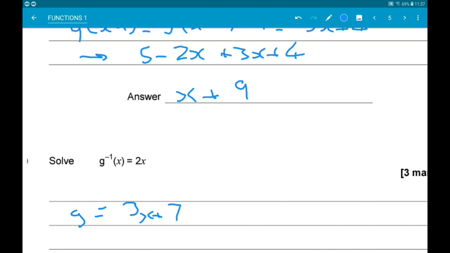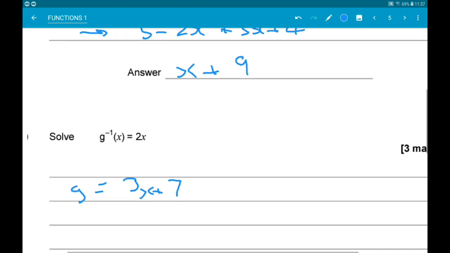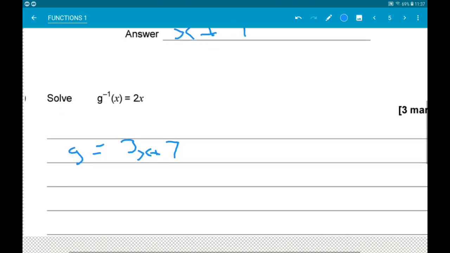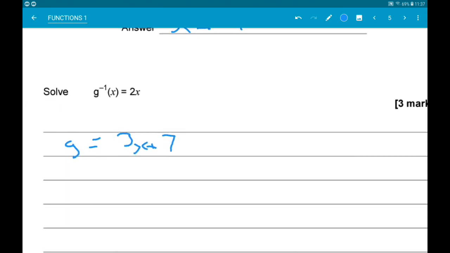Now, to get the inverse, we need to make x the subject. So we're going to take 7 and divide by 3. So we get g minus 7 over 3 is equal to x. So our inverse g function is x minus 7 over 3.